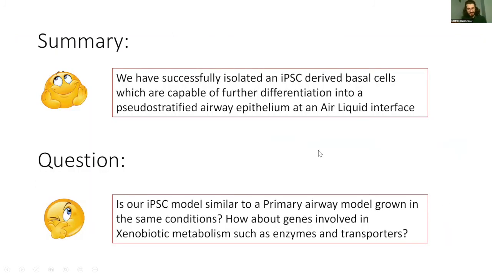But in summary, what we did was absolutely fantastic. We made a completely new model of iPSC derived airway epithelium on air-liquid interface. And we isolated the basal cells, which can expand to large numbers, therefore making a suitable model for scaling up and going high throughput. But the question still remains on how similar this model is to the already available primary models, and especially in terms of xenobiotic metabolism, enzymes, and transporters.